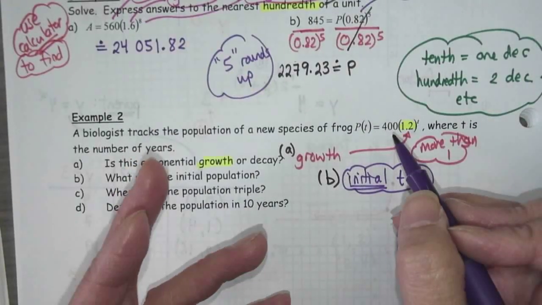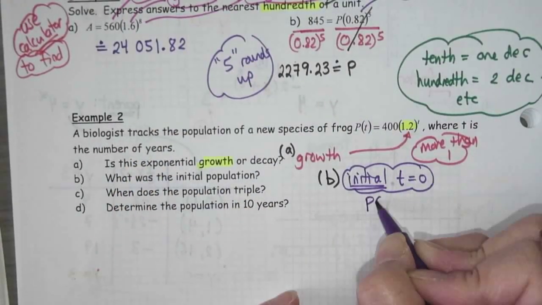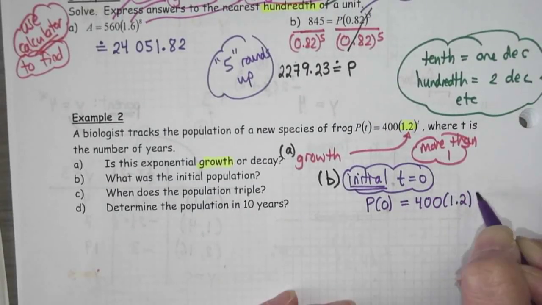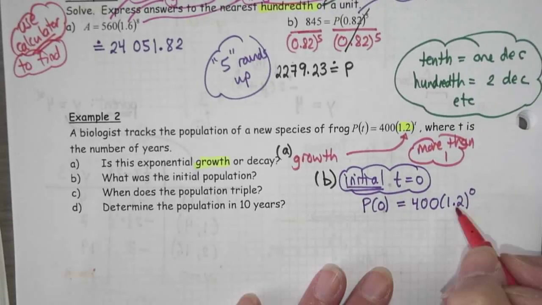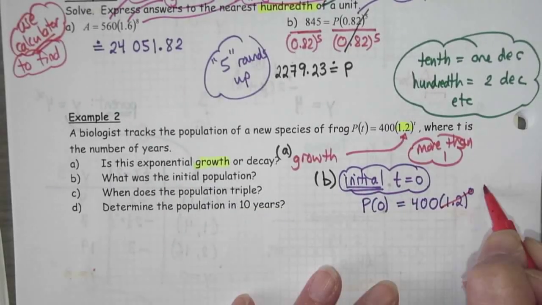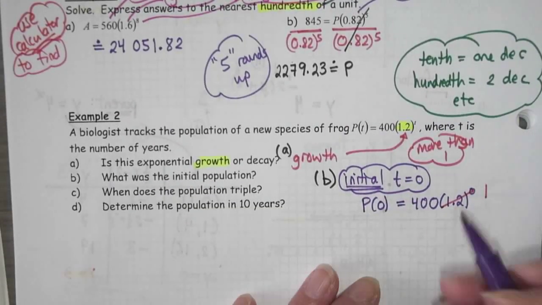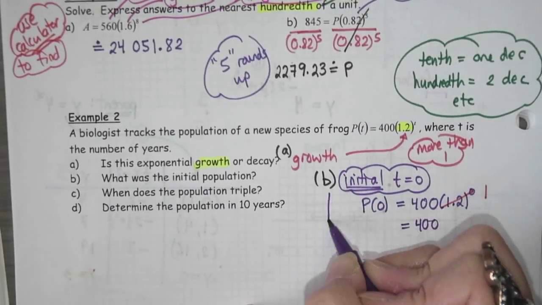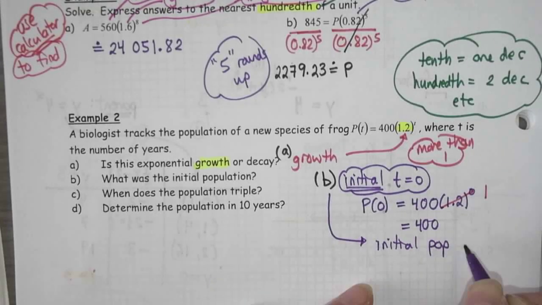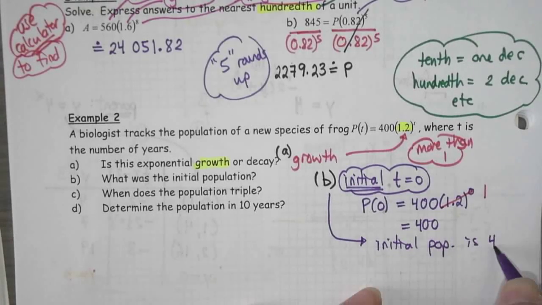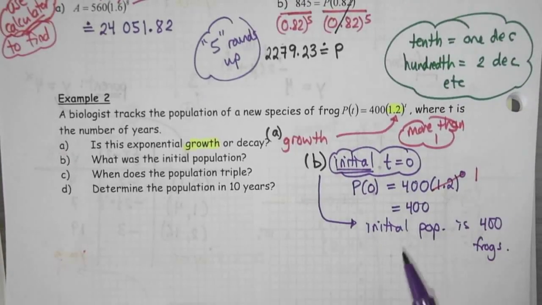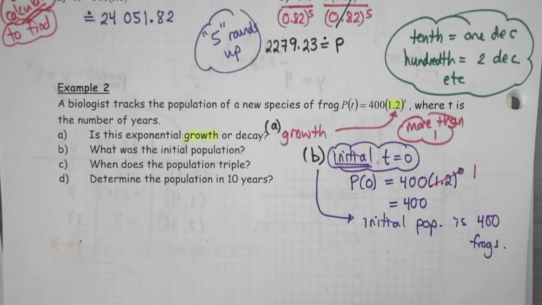So you don't have to show me any work. You can go right ahead, but if you want to see the work, this is what I'm doing. P at 0 is 400, 1.2 to the 0. You don't have to show me that because I'm hoping that you'll go, oh, I know, it's the number in front because this ends up being 1, right? So then that equals 400. And yes, you can go straight to the answer. You would say initial population is 400 frogs. Right? And you don't have to show the work. I'm hoping you'll look at the number in front and go 400 frogs.